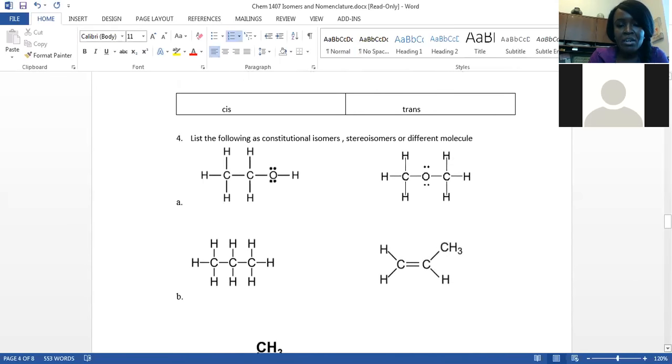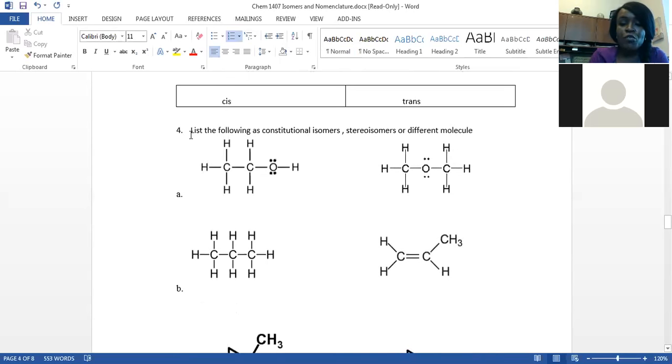Okay, let's see. Over here in 4A, I'm going to go over this comprehensively because the person who had the question never got a chance to call in and ask. On this one, on 4A, B, and the rest of these, you're being asked to list the following as constitutional isomers, remember, a constitutional isomer is like a structural isomer, or stereoisomers, or completely different molecules. Before you decide whether it's constitutional or stereoisomer, you have to find out if it's a different molecule. It would be a different molecule if the molecular formula is different.